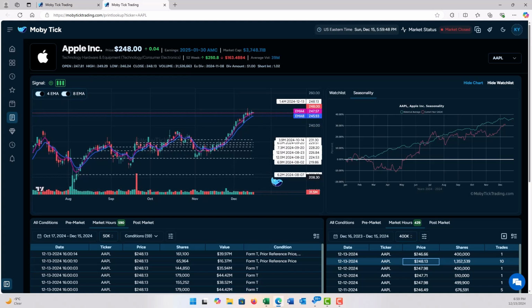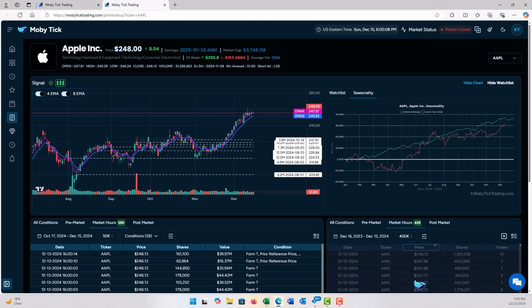Okay, so looking at this, let's see. So we're at 247.57. This here with the calendar is showing us all of the prints in the last year. By default, it's the last year. So I can click by price and see what the highest prices are. The lowest was 165, and the highest is 248.13, right? I think we talked about that one already.